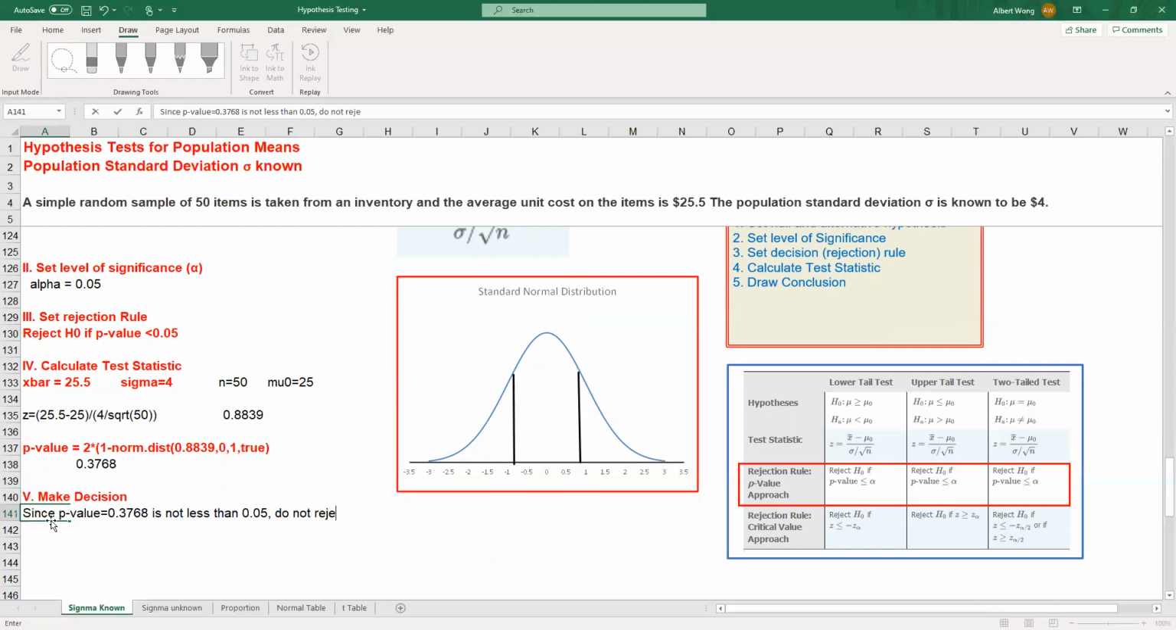And I'm going to skip this one; I'm not going to write it out. So we'll say we have insufficient evidence to conclude that the mean is different from 25.